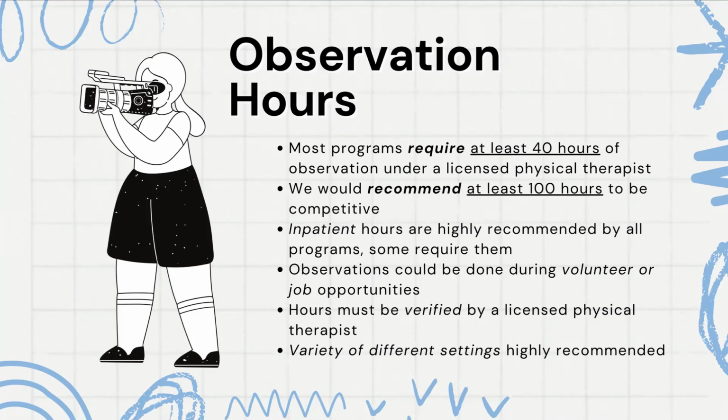But for an application level, most programs will require at least 40 hours of observation. That can be volunteer, that can be paid, whatever realm that looks like. But most applicants will have at least 100 hours. A lot of hospitals and volunteer programs, at least the ones that I've heard about, do have a 100-hour minimum anyway. So it's usually about a 6-month commitment for a 4-hour shift once a week. So that's 4 hours of your week, right?